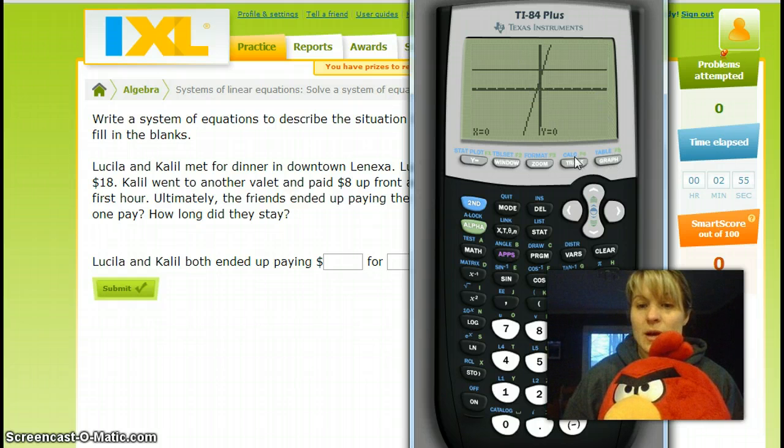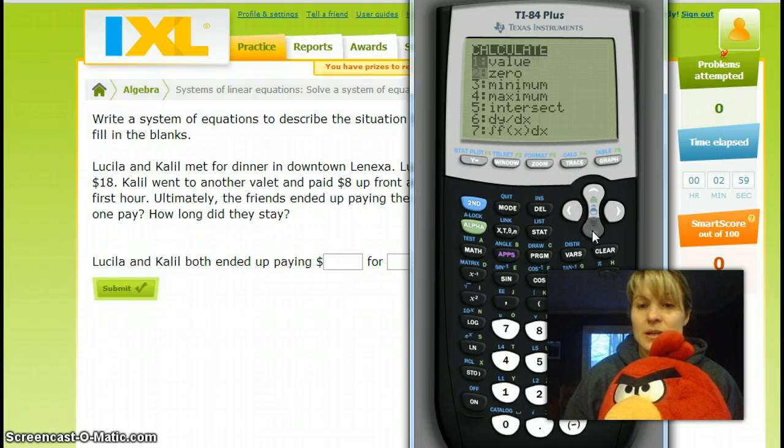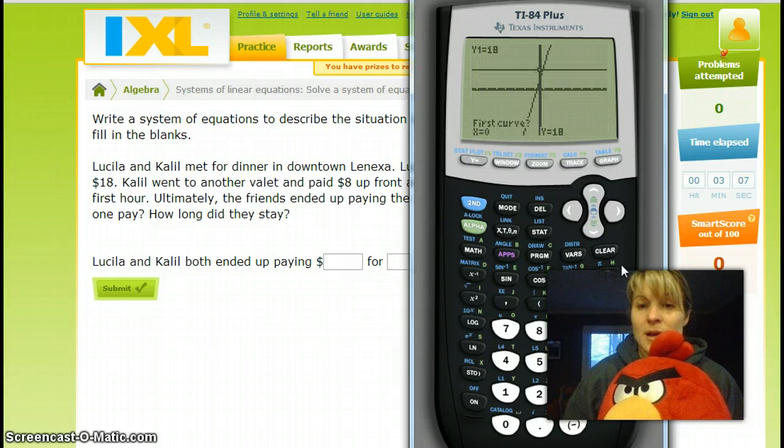So if you remember, calc has the intersection function. So we'll go to second trace. Oh no, I had it, sorry. And 5 is intersection. Remember, we want to move that cursor over to about where we think it is, and then we're going to hit enter until it guesses for us. And it says x is 2 and y is 18.